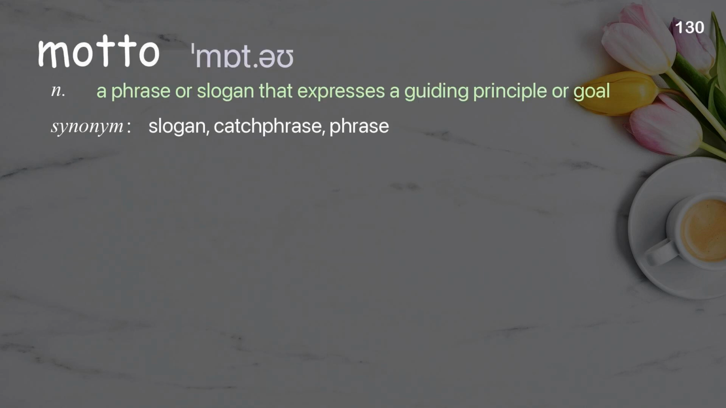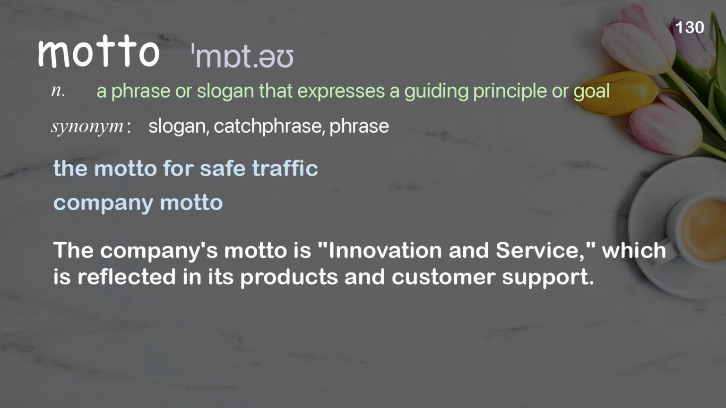Motto. A phrase or slogan that expresses a guiding principle or goal. Examples: the motto for safe traffic, company motto. The company's motto is innovation and service, which is reflected in its products and customer support.